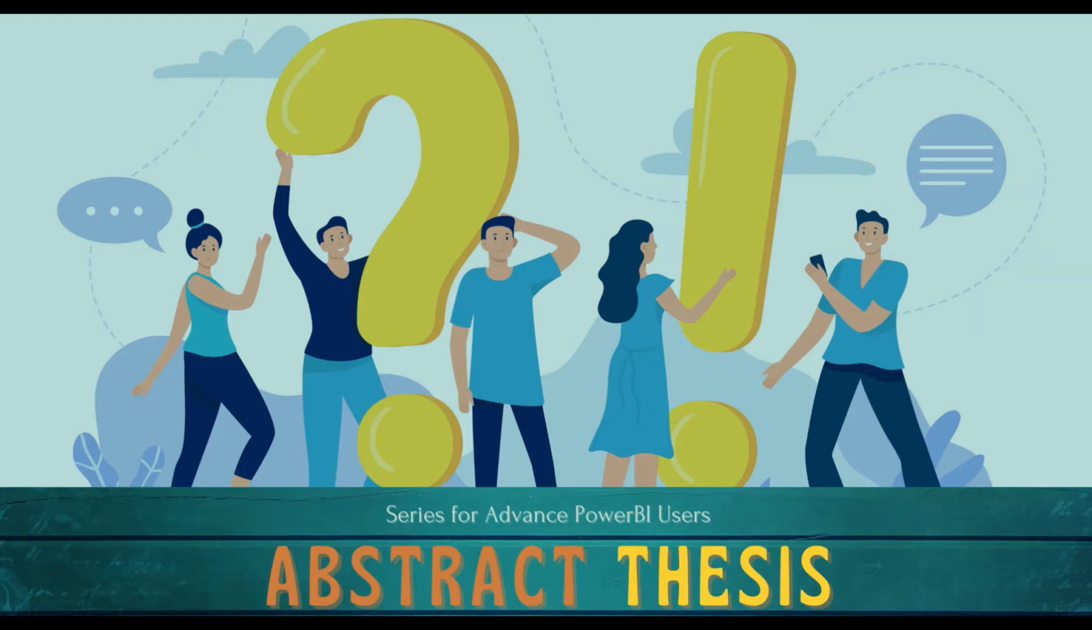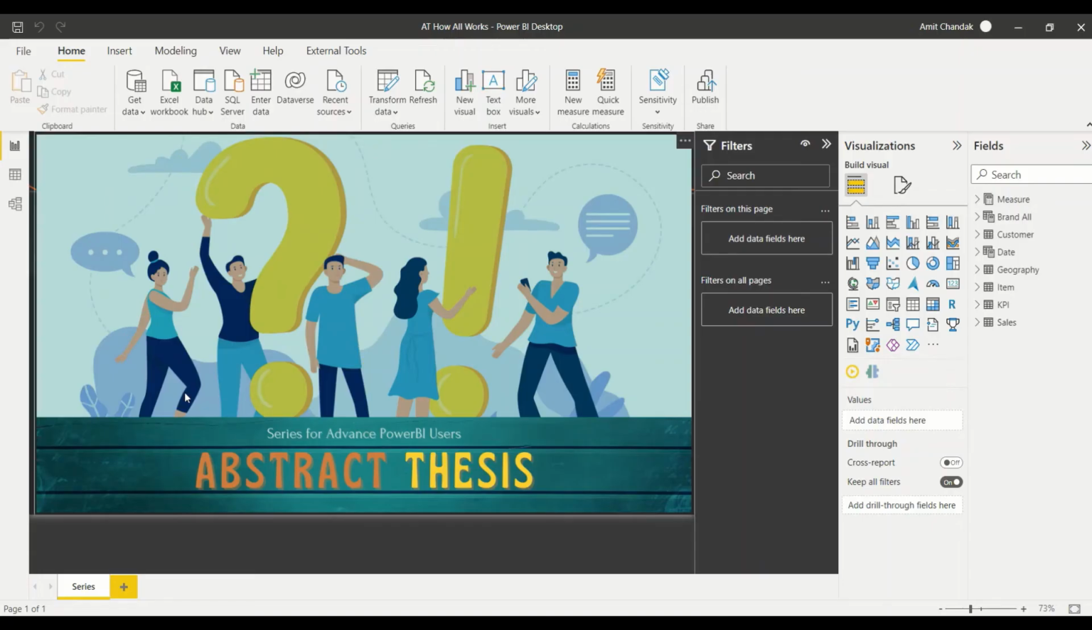Hello and welcome to another video of the Abstract Thesis series, and in today's video we are going to discuss how ALL behaves in different scenarios. You might have seen certain formulas where we use ALL. Sometimes we use ALL with brackets, sometimes with a fact table, sometimes with a dimension table, sometimes with a column. What difference does it make, we will try to understand in today's video. So let's jump onto Power BI.